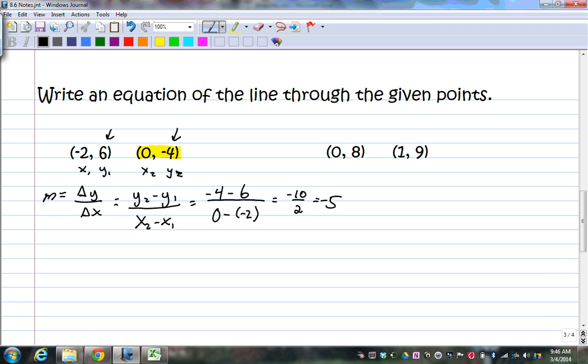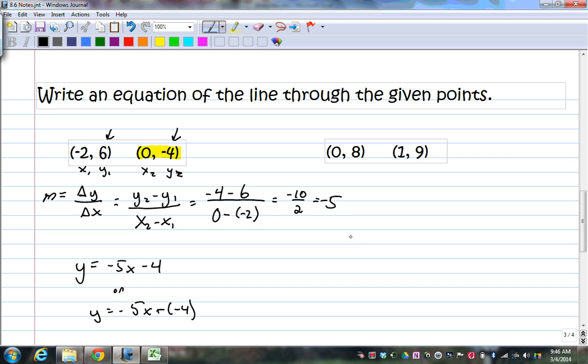I went all the way over there. That's not good. So my equation, y is equal to -5x minus 4, or y is equal to -5x plus a -4. Now, I'm going to erase this here because it's kind of in my way. Then what I want you to do is try and figure out this one. So pause the video and try and figure out this one.